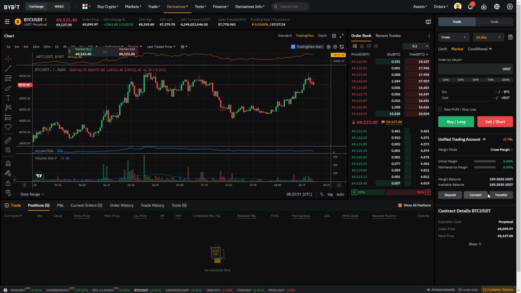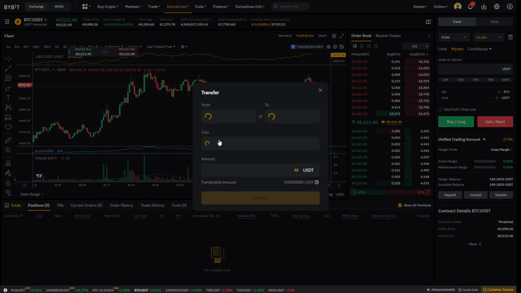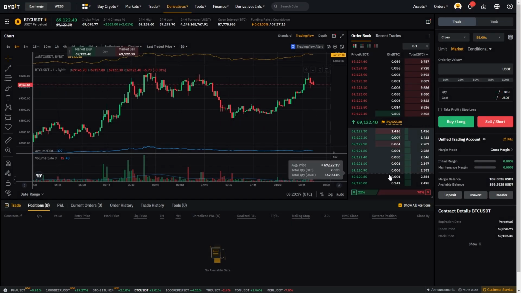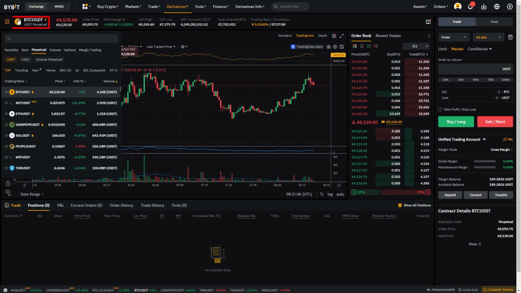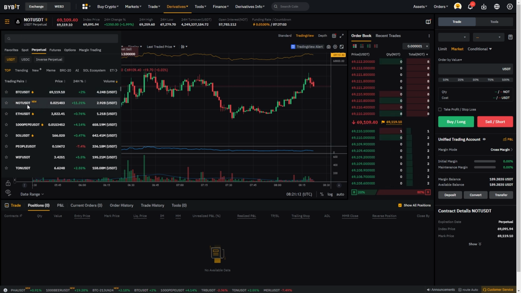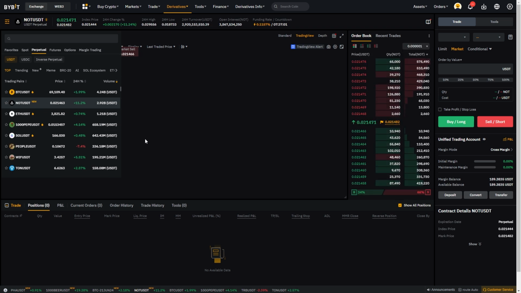Of course, before trading futures, we need to deposit our funds to a single trading account. If you have funds on the funding account, then you can transfer them to the single trading account using the Transfer button. Click Transfer and transfer them from the funding account to the single trading account. I already have funds in the single trading account here, so let's see.